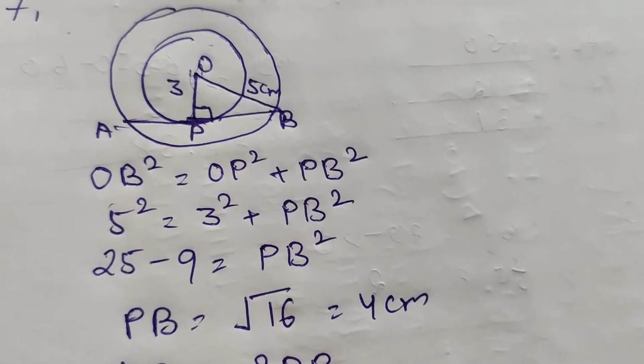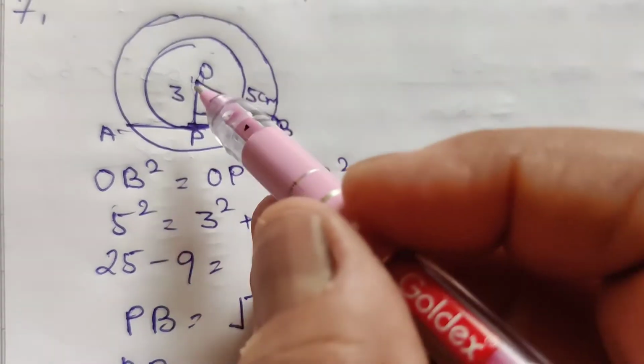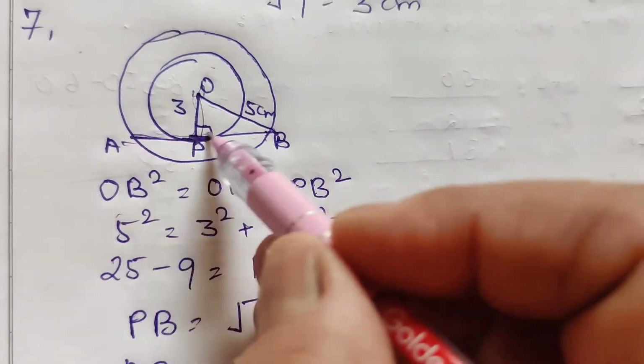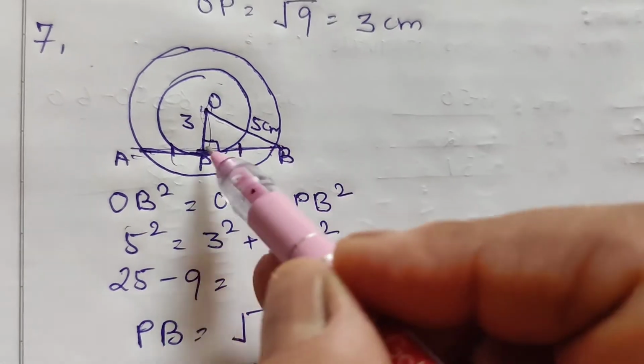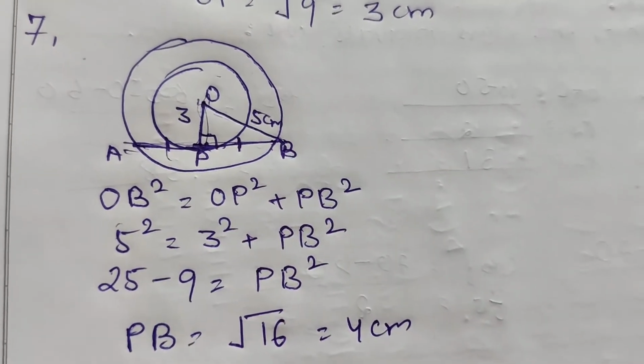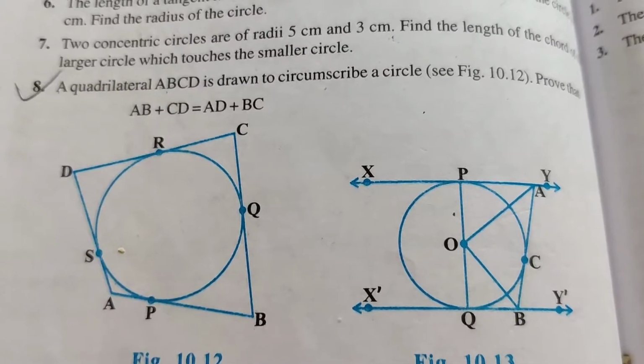We have studied this in class 9. A perpendicular from the center to a chord always bisects it. It means AB equals 2 times PB. Next, question number 8.